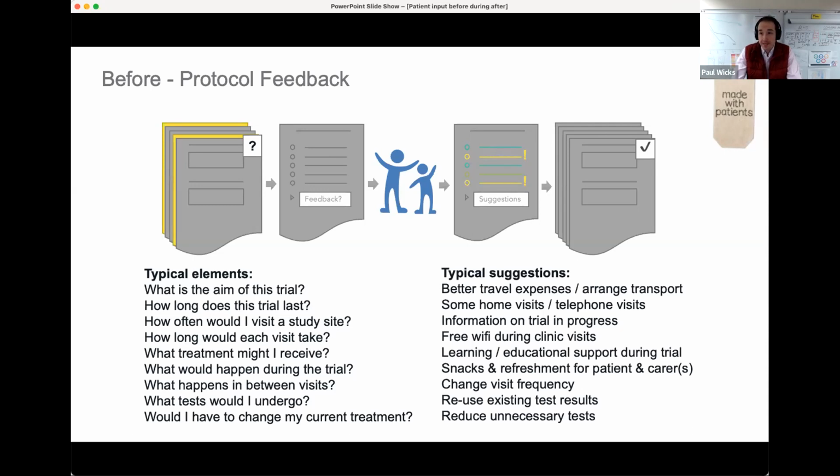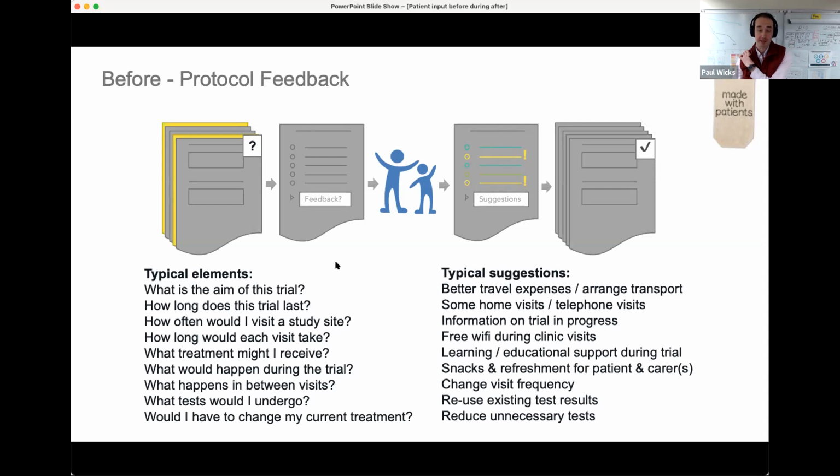How long do I need to spend at each visit is an important one. Do I feel like the time that I'm spending at the visit is good time? Am I being respected? Is my time being respected here? What's going to happen in between visits? What are some of the changes I might have to make to my treatment?